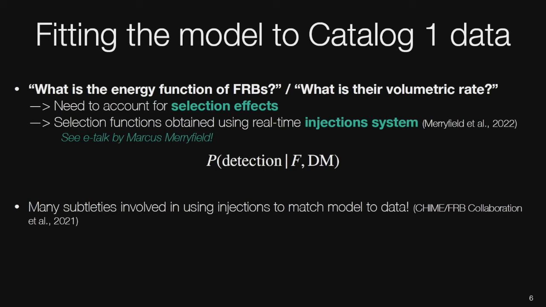And so that was fortunately done with the injection system, where CHIME FRB injects synthetic pulses into the real-time detection pipeline to try and characterize our telescope sensitivity and selection effects. For much more on that, you should check out Marcus Merrifield's e-talk. Through injections, we're able to get the selection function of our telescope, which is a non-factorizable distribution of many parameters like fluence and DM.